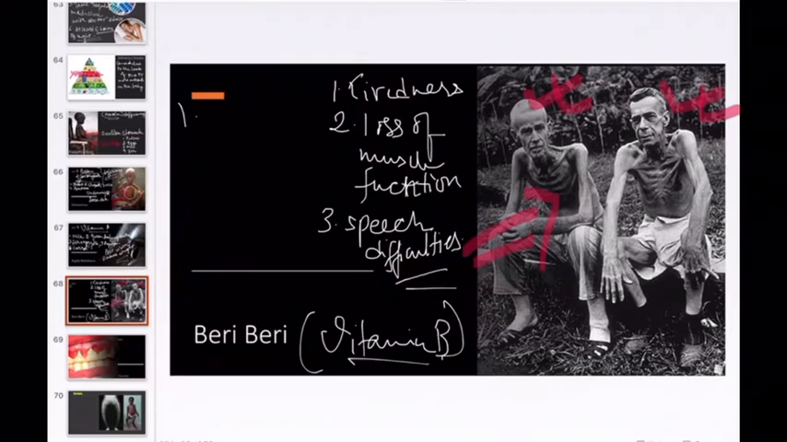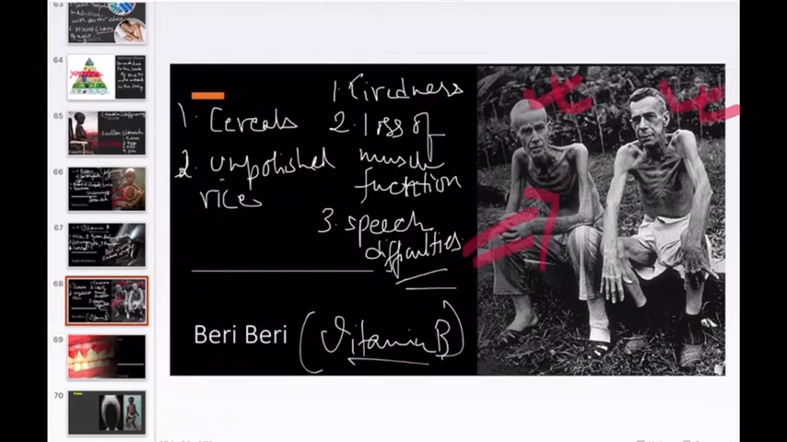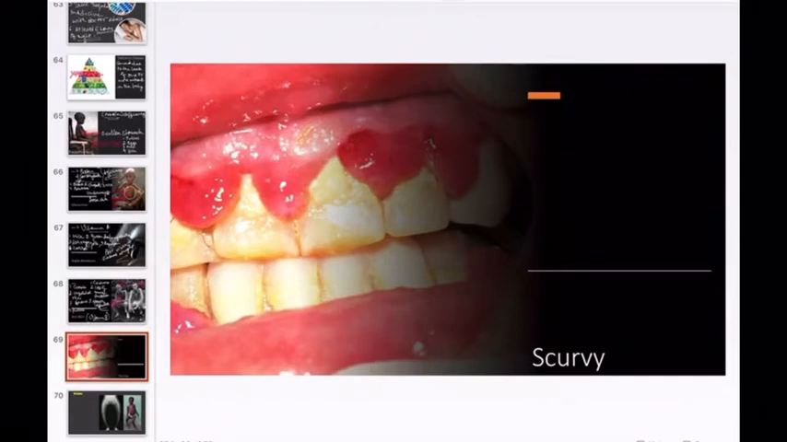And what type of food must we eat to increase vitamin B intake? Cereals like oats, unpolished rice, beans, pulses. So these are the few things we must eat to prevent beriberi.